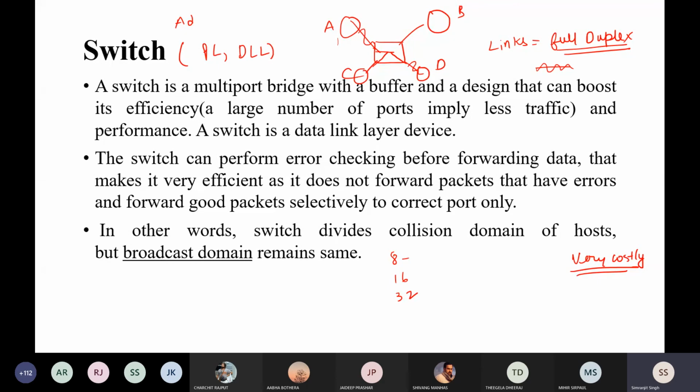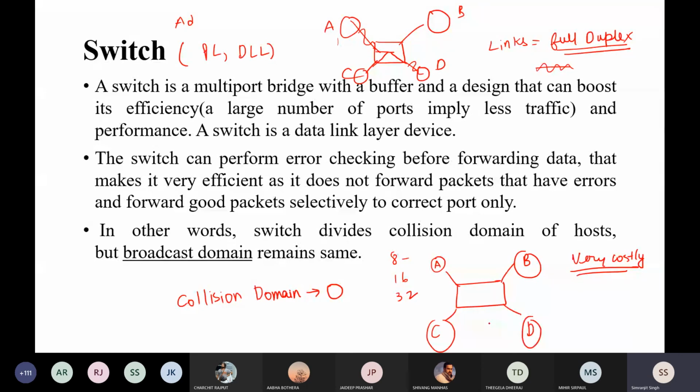Now there is a very important thing: the collision domain of a switch is 0. So there is no collision. Whatever devices are connected to it, there is no collision inside it. If you want to send a message inside a switch, there will never be a collision, because all the devices are connected to different ports.